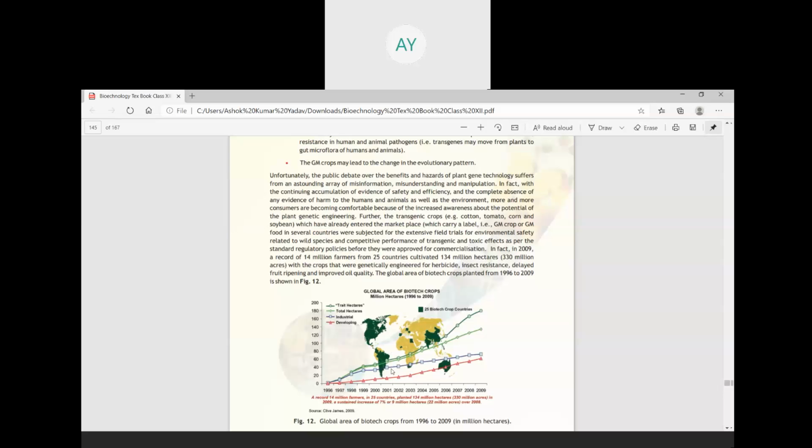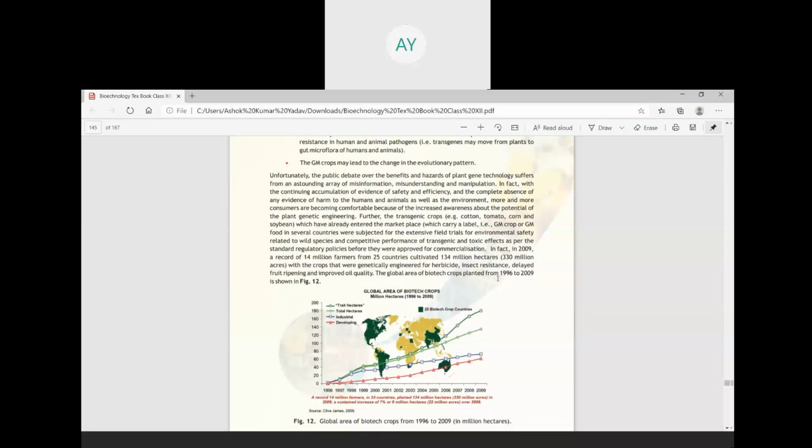So try to see the graphs of how farmers are utilizing this type of transgenic crop for maximum, optimum production of cereals, fiber, vegetables, and fruits. Just see the record of 14 million farmers from 25 countries who cultivated 134 million hectares. How much area? 134 million hectares, which is equivalent to 330 million acres, with crops genetically engineered for herbicide tolerance, Roundup Ready, insect resistance, Bt cotton, and delayed fruit ripening. That is the Flavr Savr variety, to get market value for those crops, and improved oil quality, that is unsaturated fatty acid. So these are the global areas of biotech crops planted. This is the data of 1996 to 2009.